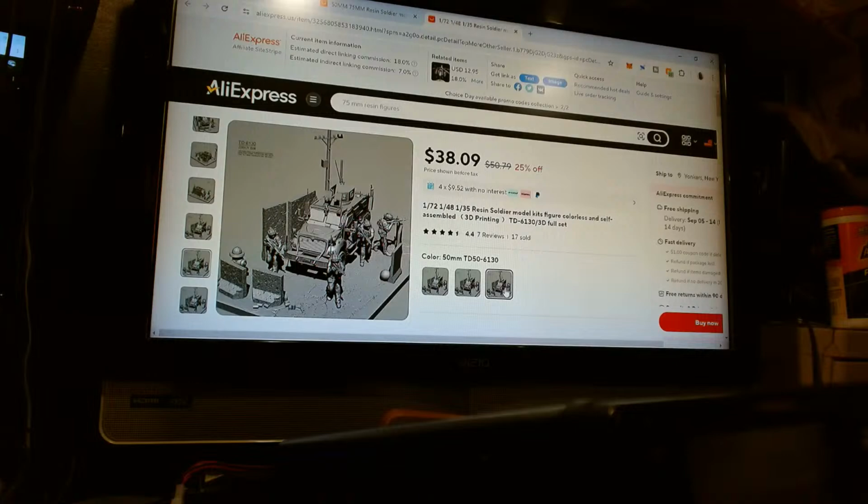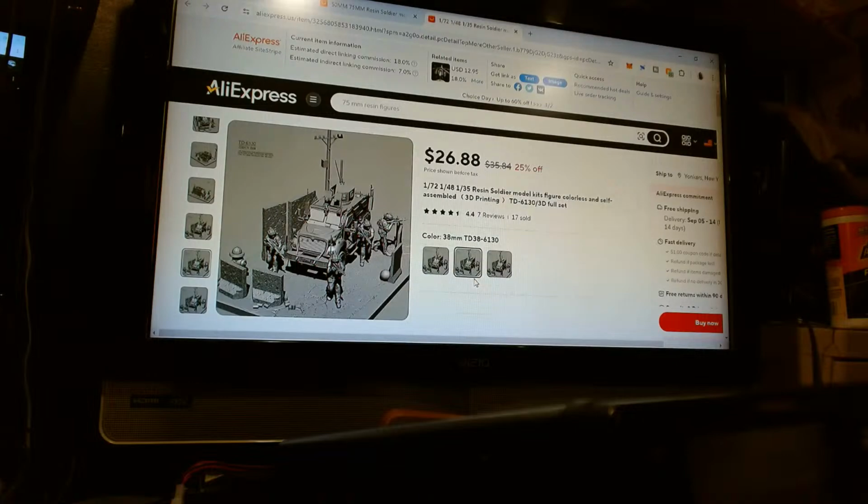This is gonna be the 1/32 scale, 1/48 scale, 1/72 scale. You see the price goes down on it too.